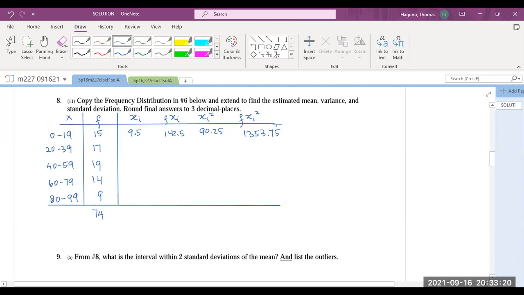Yes, that's good. Okay, so let me ask you to continue here. Keep in mind that when you add, you only add the second column, the sum of FXi, and then the sum of FXi squared that you need to add. Do not add this.